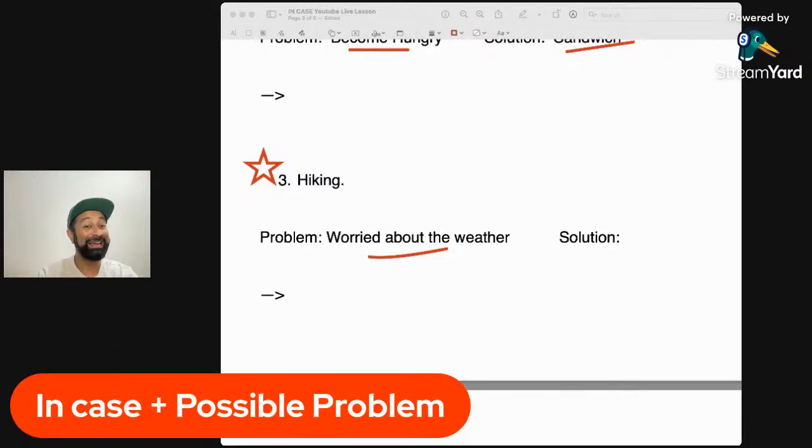All right, so number 3, hiking. Worried about the weather. And what is your solution for this? As we go through these sentences, this is sort of the main part of this lesson. At the very end, I'm not going to give you the problem, and I'm not going to give you the solution. You have to think of both. So we're slowly working to that point. Right now, you have the problem. Think of your solution. How will you prepare for this possible problem?